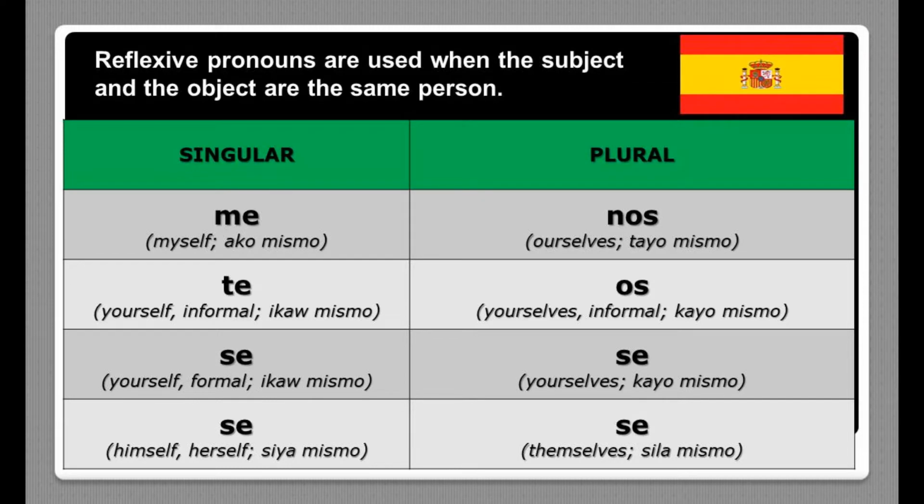Reflexive pronouns are used when the subject and the object are the same person. These are me, I myself, ako mismo. Te, you yourself informal, ikaw mismo. Se, you yourself formal, ikaw mismo. Se, he himself or she herself, siya mismo. Nos, we ourselves, tayo mismo. Os, you yourselves informal, kayo mismo. Se, you yourselves, kayo mismo. Se, they themselves, sila mismo.